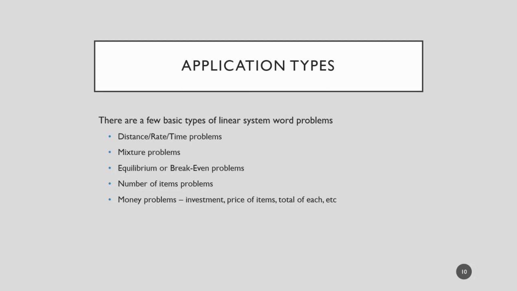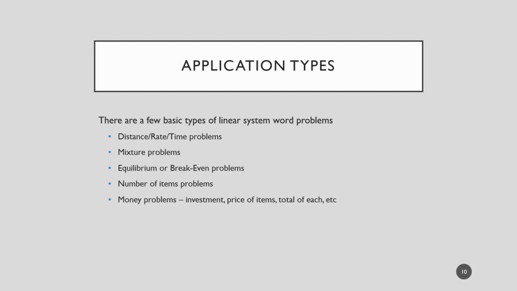Number of items problems, like you have 2 apples and 5 oranges and they cost this much money, and then 5 apples and 7 oranges cost this much. How much does each one cost by itself? Or how many do I need to buy if I have this much money? Or how many can I buy if I have this much money? Those are number of items problems. Sometimes you'll see it with the number of tickets sold, this many children's tickets, this many adults tickets, how much is each ticket worth?